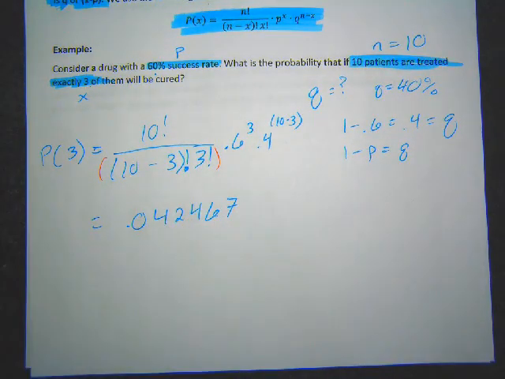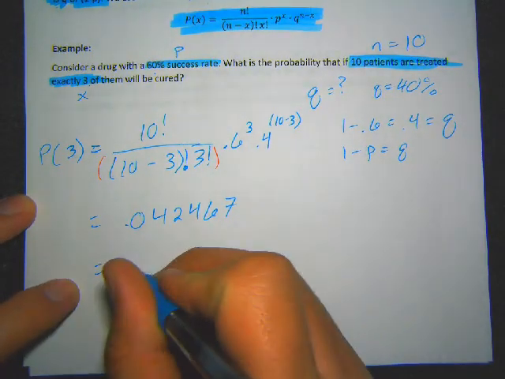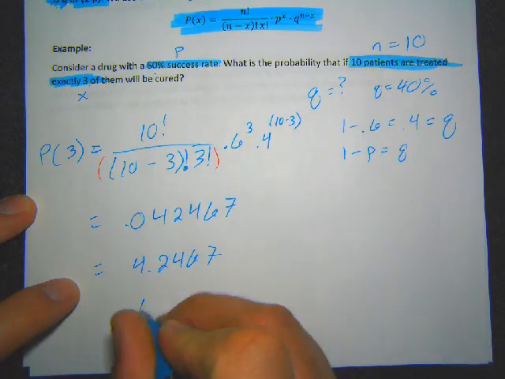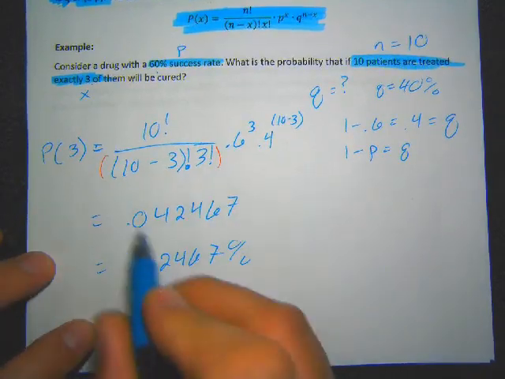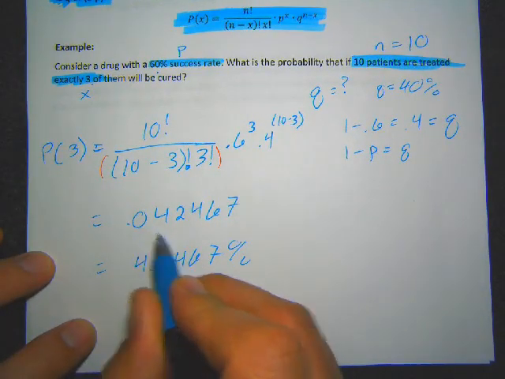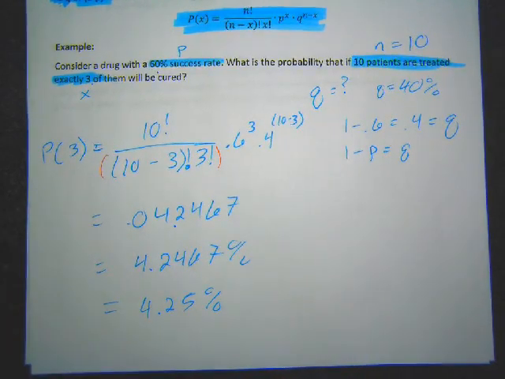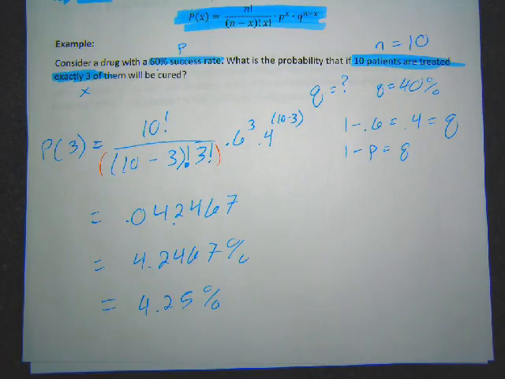0.042467. And this is a decimal, so if you turn it into a percent, it's going to be 4.2467, or you could round it to like 4.25. Again, my math I will tell you what to round to, but that's the percent. Remember, you always get this percent by just moving the decimal 2 spots. So if someone asks, what's the probability that exactly 3 of these 10 patients are cured, you'd say it's 4.25%. That's the probability to get cured.